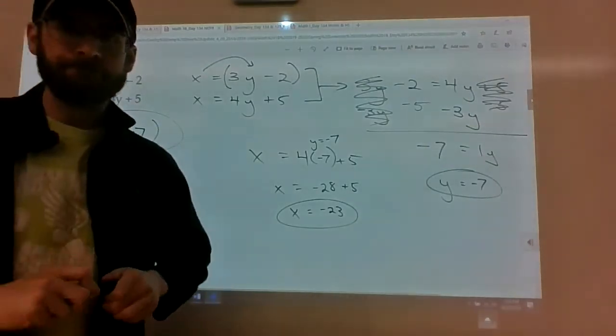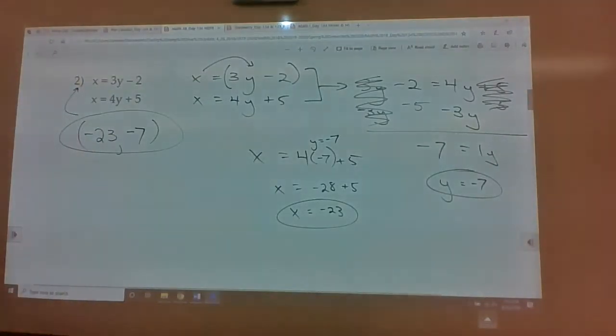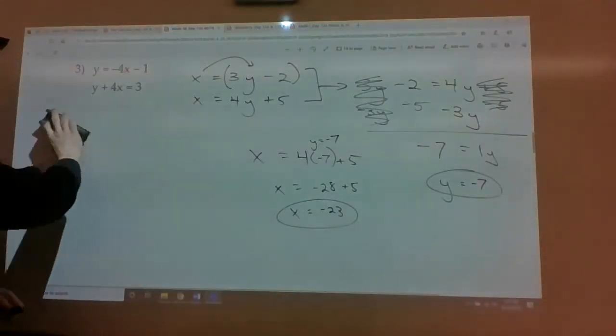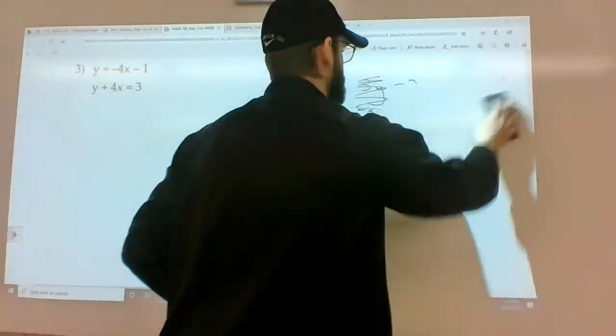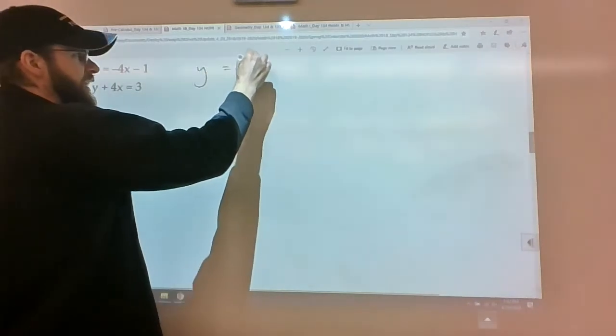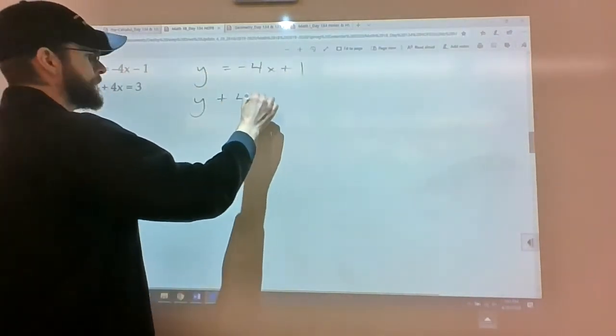All right, let's do 2 more examples. All right, so you got y equals negative 4x plus 1 and y plus 4x equals 3.